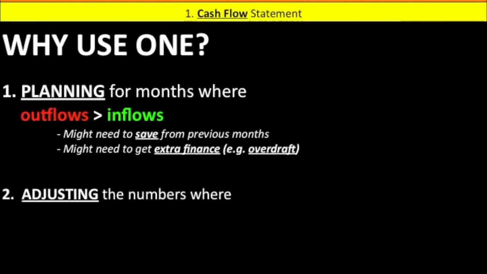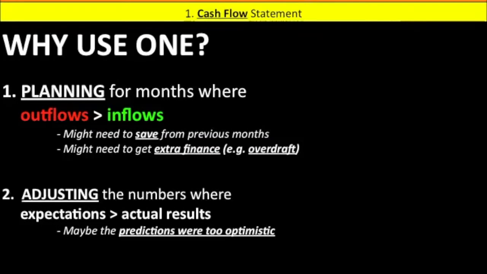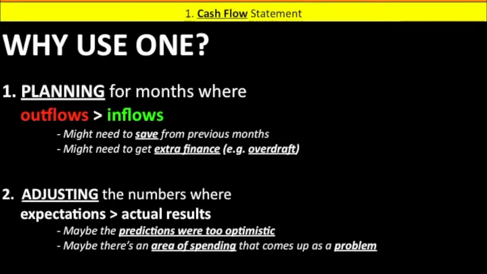The other reason is to use it to adjust the numbers where maybe your expectations were higher than what the actual results were. You expected a lot, but it didn't quite get there. Maybe the predictions were a bit too optimistic, or maybe there's some area of spending that comes up as a problem, and because every little area of spending, every little cash outflow is recorded there, you can track it over time, and you can track it compared to the other expenses of the business.